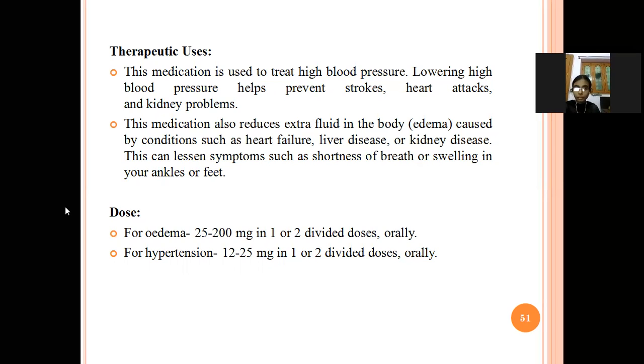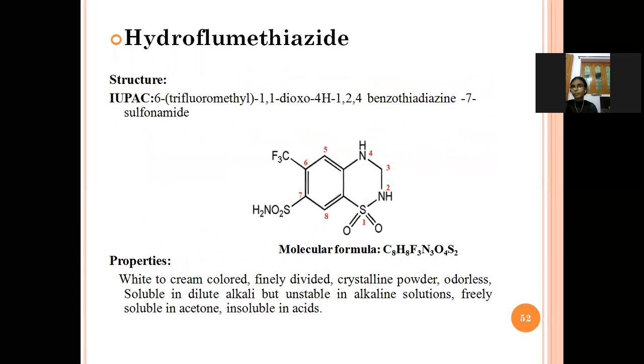The dose for edema is 25 to 200 mg, in a single dose or 2 divided doses, by the oral route. And for hypertension, 12 to 25 mg, as a single dose or 2 divided doses, should be taken orally.